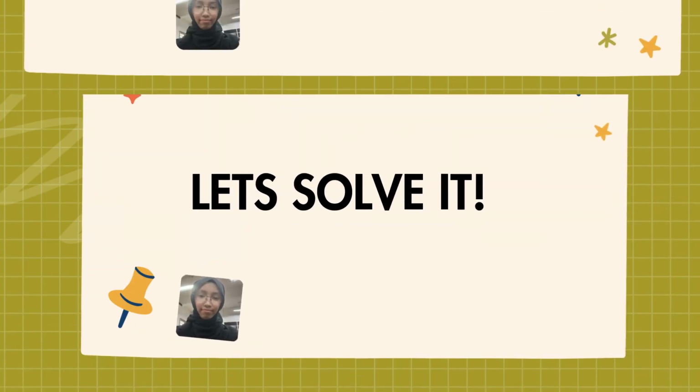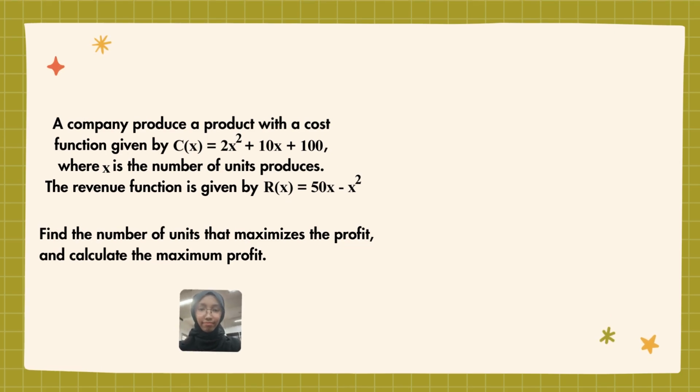Now, let's solve it. A company produces a product with a cost function given by C(x) = 2x^2 + 10x + 100, where x is the number of units produced. The revenue function is given by R(x) = 50x - x^2. The question is, find the number of units that maximize the profit and calculate the maximum profit.